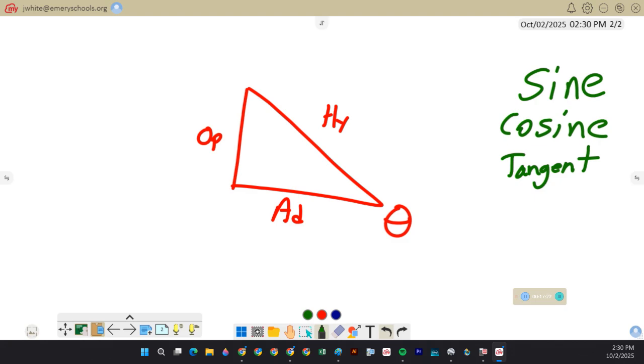So the other 3 are secant, cosecant, and cotangent, but we're not going to deal with those.